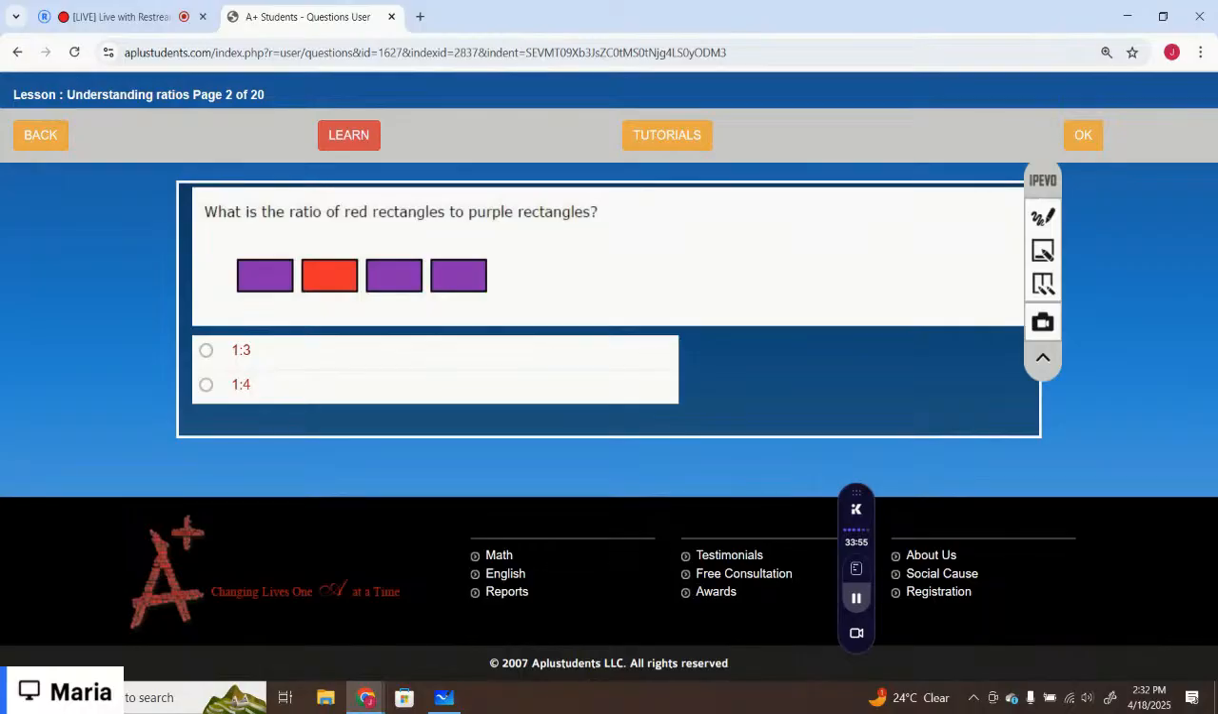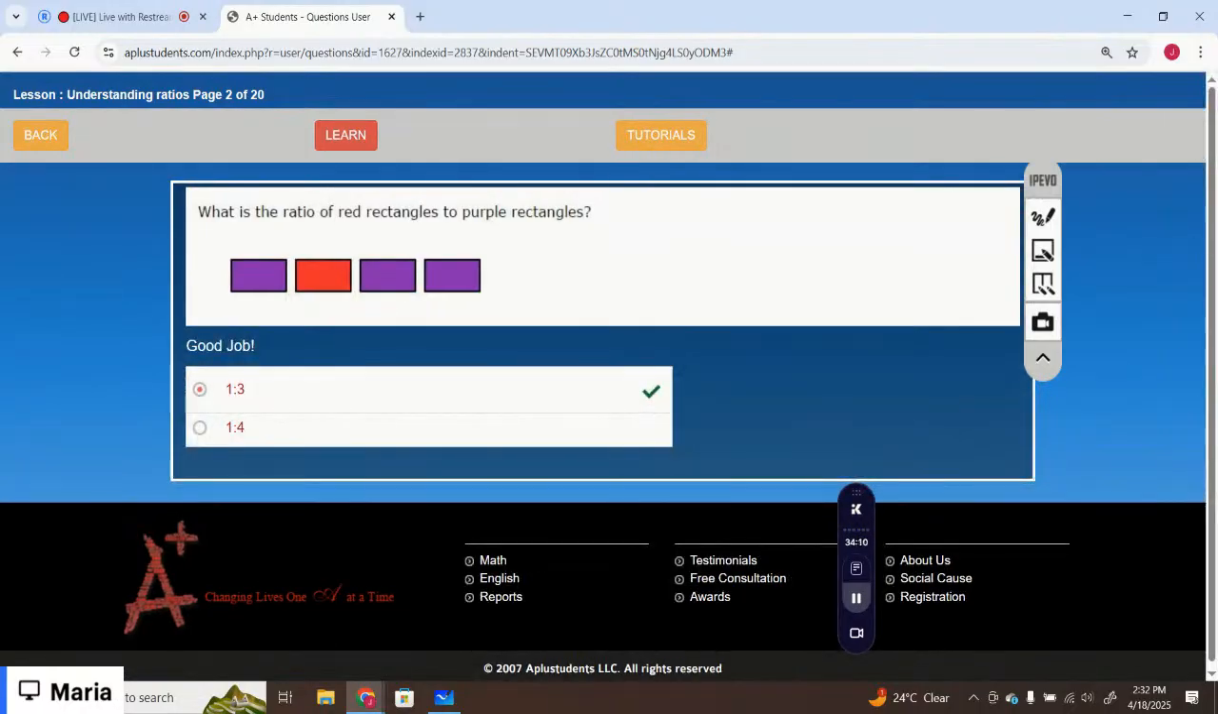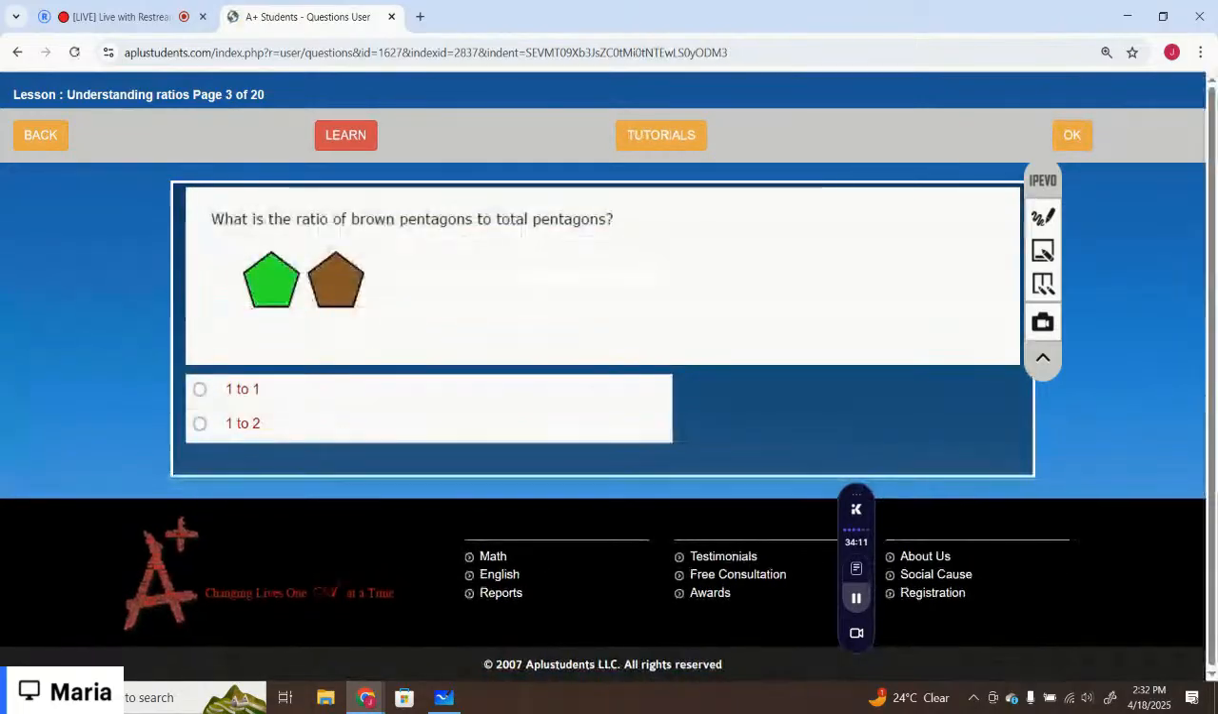What is the ratio of the red rectangles to purple rectangles? So 1 red rectangle and 3 purple rectangles. So that is 1:3. Option number 1 is the correct option. That is 1:3.